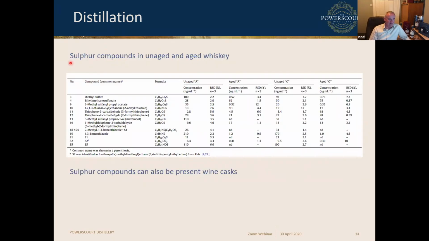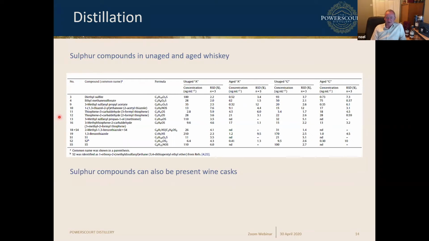And these are just a list of the kinds of noxious compounds that you can find in both unaged and aged whiskey. Because you will also get copper in the wood that you can use in maturation, and we'll talk about that in the next webinar. But typically wine casks would have been purified at the wineries by adding sulfur and burning sulfur.